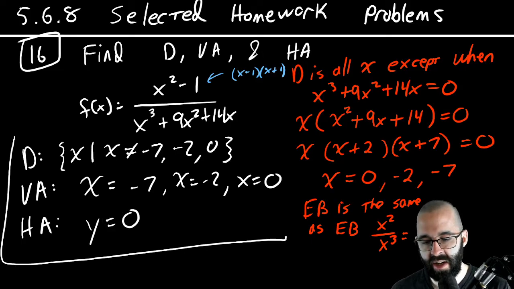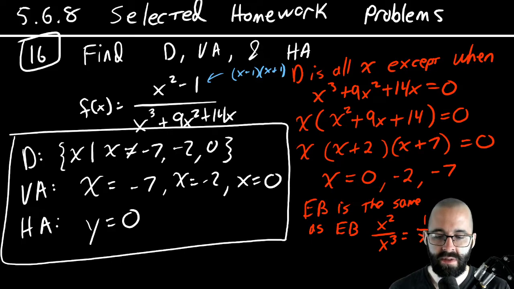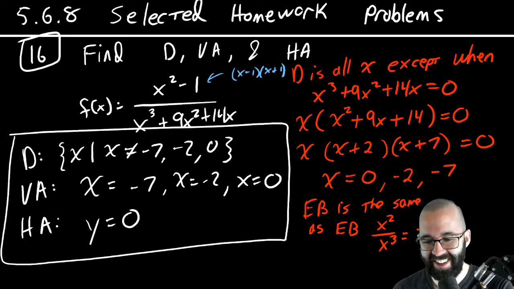That's how you find the domain, the vertical asymptotes, removable discontinuities if there were some, and the other asymptote, I don't remember what word I said, but horizontal and vertical. Okay, let's do another one.